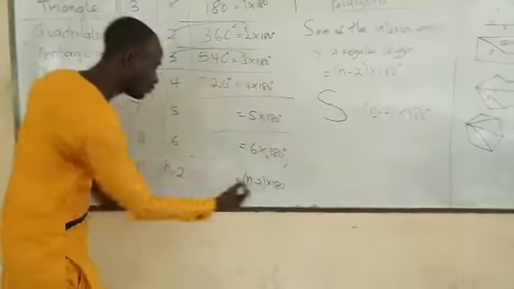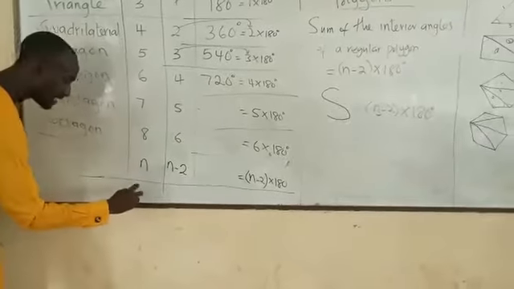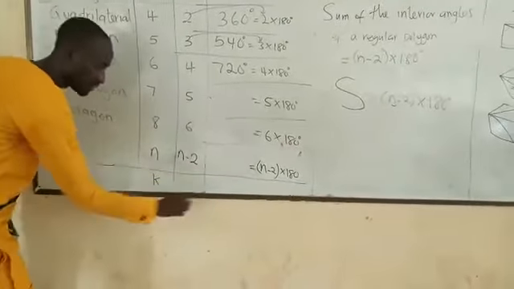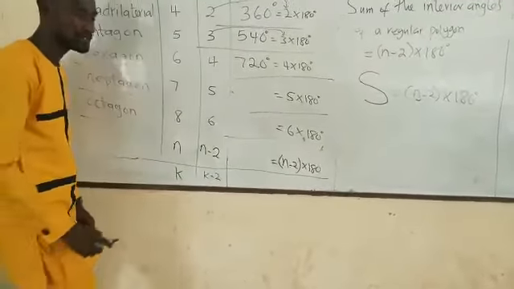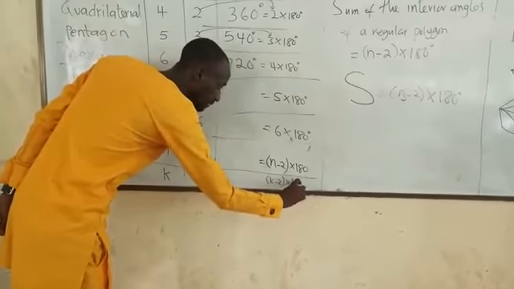Okay, so let's assume, what do you think it will be? If I have a regular polygon and the number of sides is k, what do you think the number of triangles will be? Correct, it will be k minus 2. What will be the sum of the interior angles? It will be k minus 2 multiplied by 180.